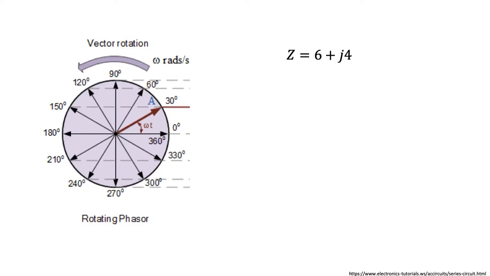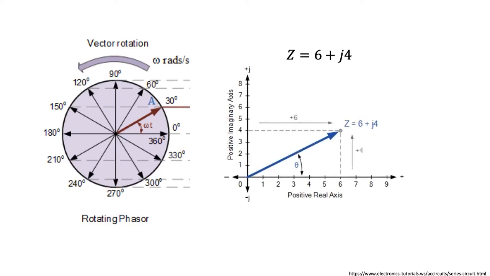Thus, to plot this complex number, you draw an arrow with 6 units length along the real axis and another arrow with 4 unit lengths along the imaginary axis. The resultant is your complex number or your phasor. To get the magnitude of the complex number, we simply take the square root of the sum of the square of the real component and the imaginary component. You can get the angle by simply taking the tangent inverse of 4/6, because in the figure, the 4 unit length is the opposite side of the angle and the 6 unit length is the adjacent side of the angle.